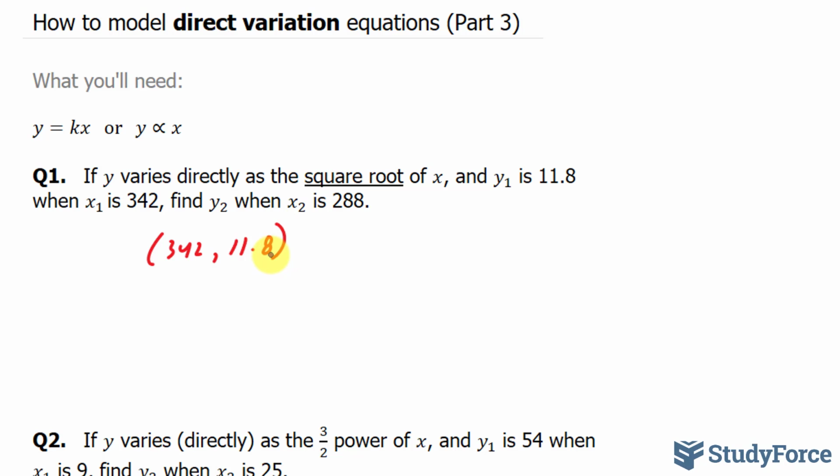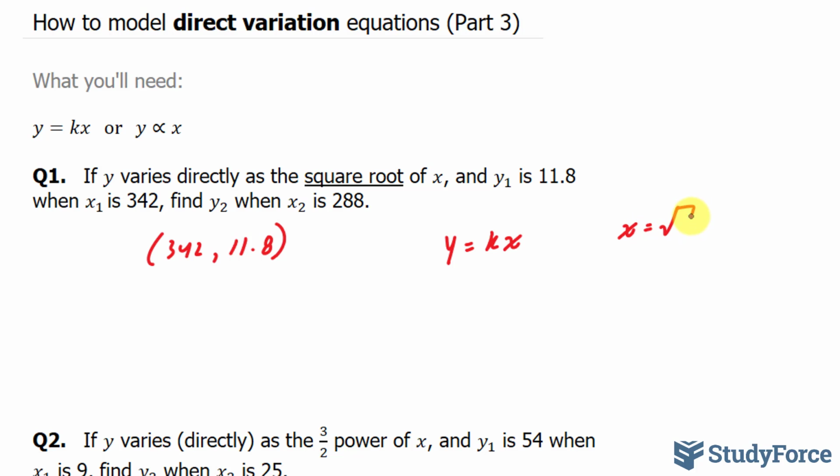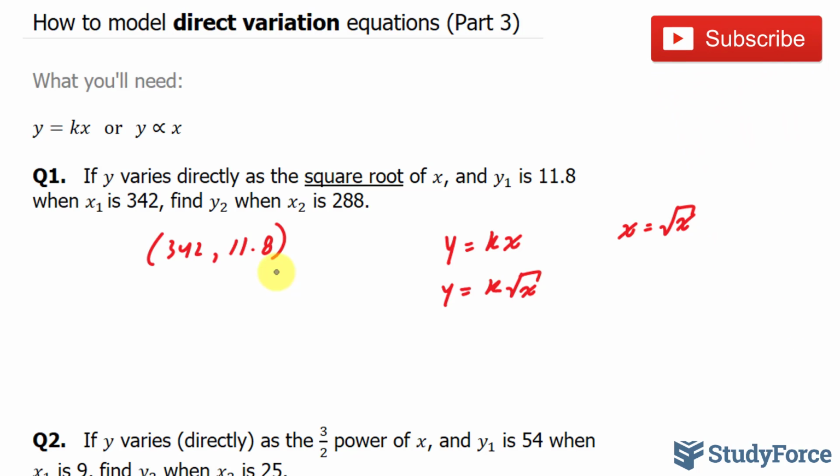So let's model this using the direct variation template. y is equal to kx. We're also told that our x isn't simply x, it's the square root of x. So let's replace this x with the square root of x, giving us y is equal to k, the square root of x. Next, what I'll do is substitute this point so I can isolate for k.